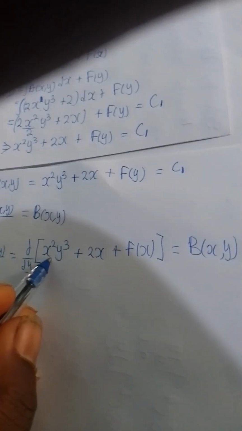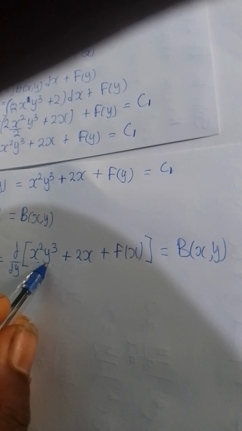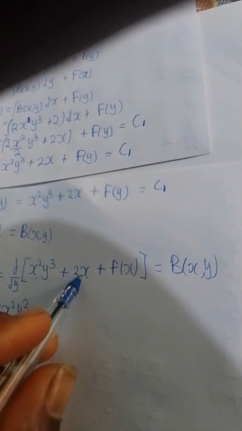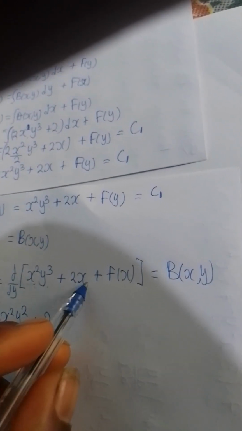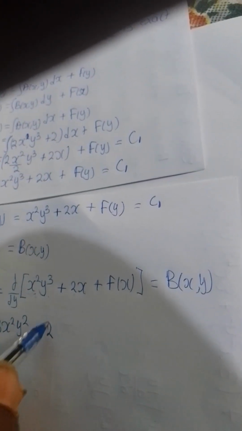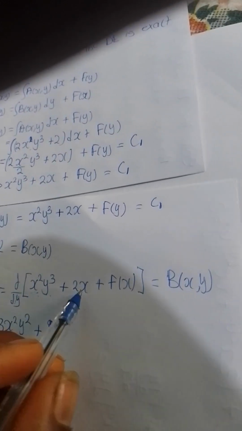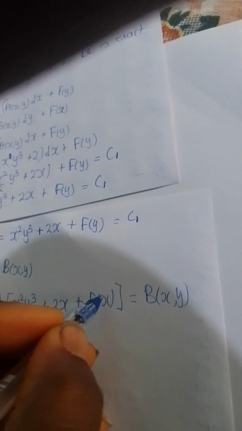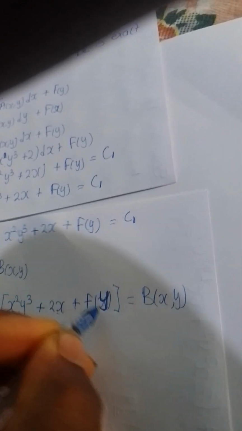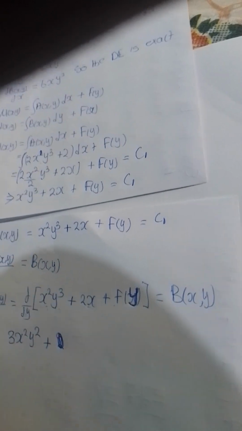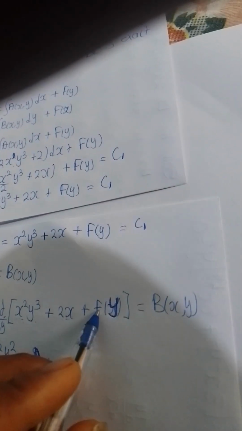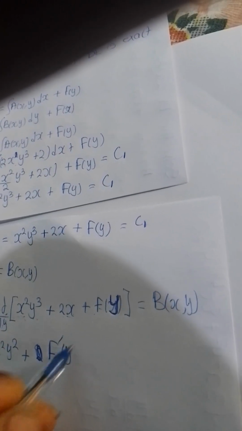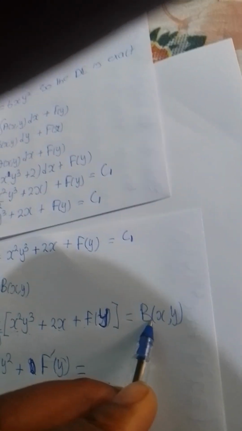So from here, the derivative of this with respect to y, x squared is like a constant, so I have 3x squared y squared. Plus 2x, differentiated with respect to y: this derivative is 0, since the derivative of 2x with respect to y is 0. Now plus, sorry, this is f of y. Now plus the derivative of f of y with respect to y, which is f prime of y, to be equal to my b of xy.